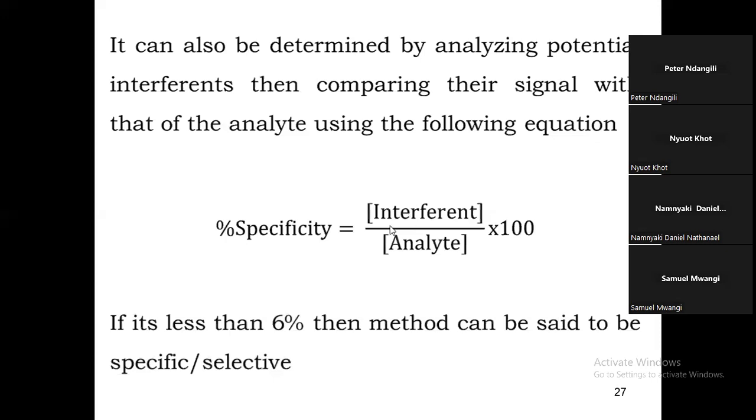If the concentration of your interference is very small, then it means that your method is more sensitive to your analyte than your interference. Therefore, the smaller the numerator, the better. And that is where we are saying that if it is less than 6%, then that particular method is said to be specific or selective.